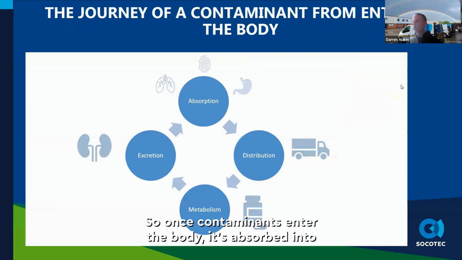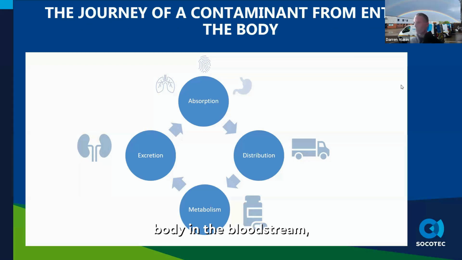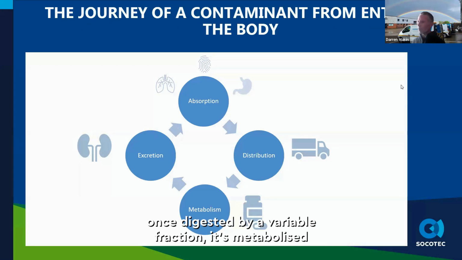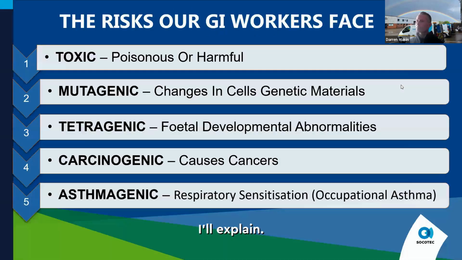Once contaminants enter the body, they're absorbed into the bloodstream. They're distributed through the body in the bloodstream. Once digested, the bioavailable fraction is metabolized and excreted. And there are various ways it can impact the body's cells, which I'll explain.